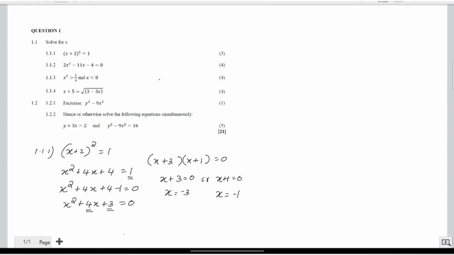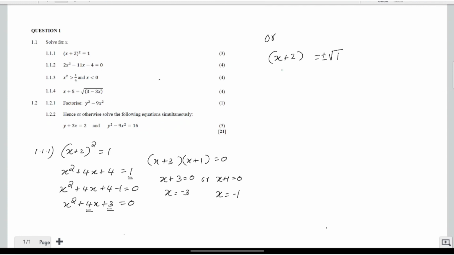Okay, I will show you the other method, easy method, and you can choose which one you are comfortable with. That is, we are sending square other side, that is x plus 2 is equal to, when you send the square other side, is square root of 1. So when you take a square root, don't forget plus or minus. Okay, both values you have to consider. Here it is needed.